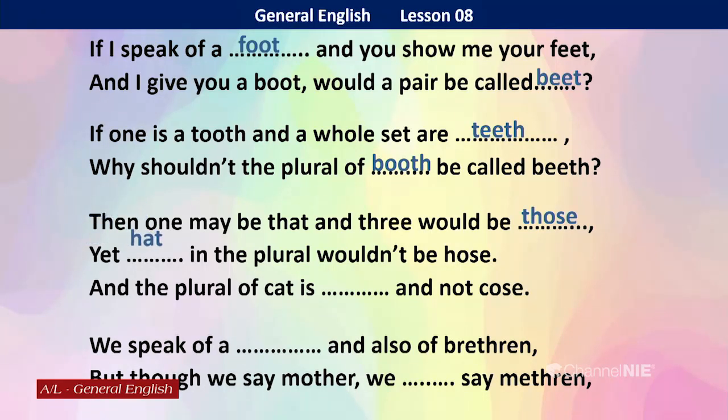Yet hat in the plural wouldn't be horse. That, those, hat, horse. We don't say like that, right? Hat, the plural is hats. And the plural of cat is again cats. It's a regular noun. We speak of a brother and also of brethren, but though we say mother, we don't say meither, right?